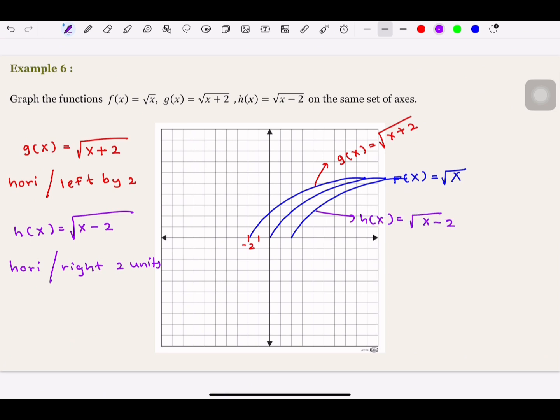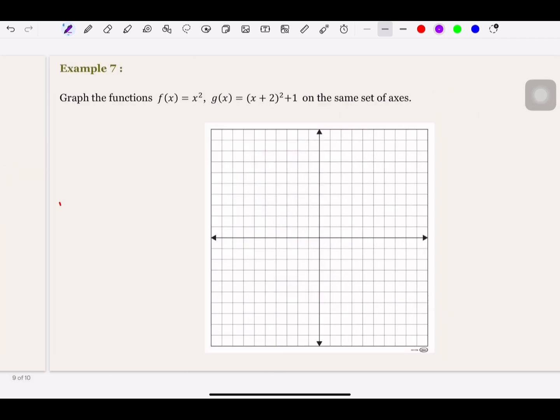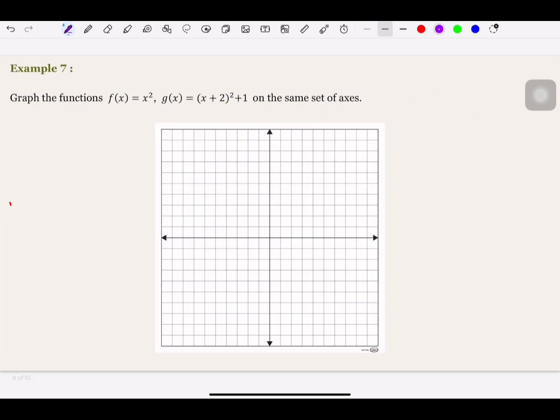Okay, that is example number 6. Moving forward, example number 7. Okay, so here let's try to sketch this function over here in my Cartesian plane. So remember, this is not like a very simple function, but using the transformation, we can sketch this function.